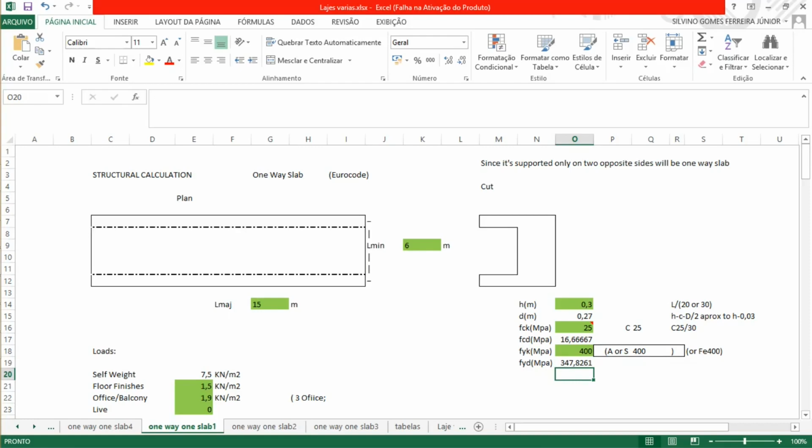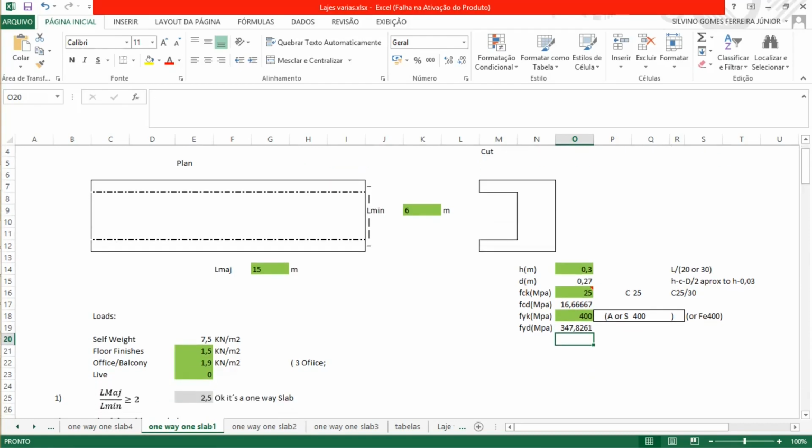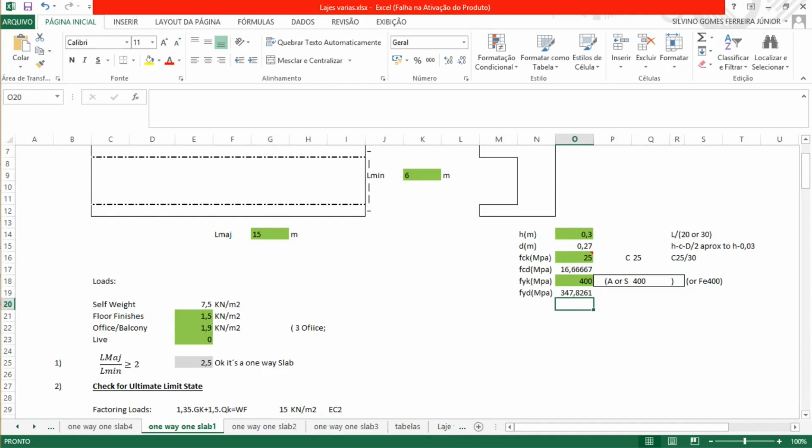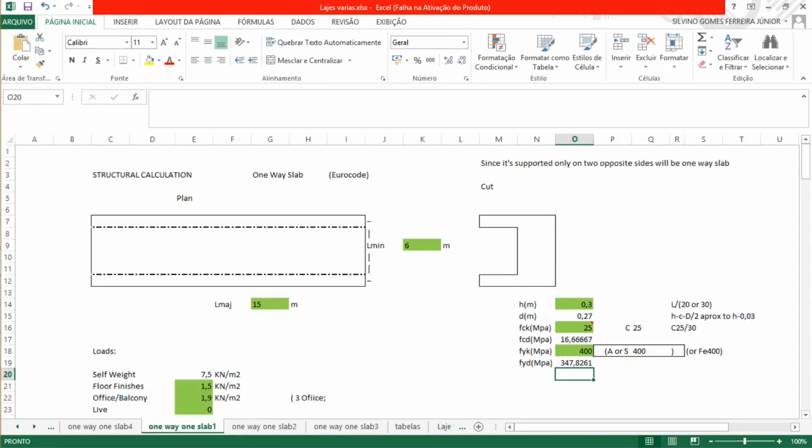So okay, since this slab is supported on two opposite sides, it is immediately, you can say automatically, a one-way slab. It doesn't have support on this side.